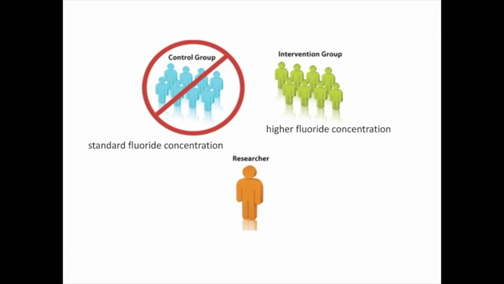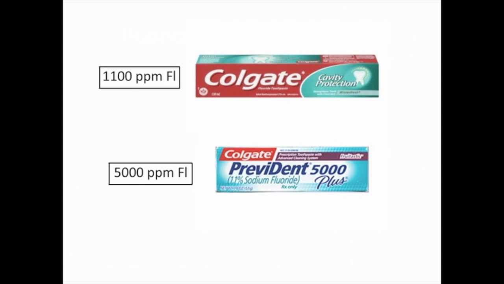A true experimental design includes a control group against which to compare results of the intervention. The researcher decides to examine two groups: patients who receive a higher concentration of fluoride and those who receive the standard concentration. Colgate Winterfresh Gel is a toothpaste with 1100 parts per million fluoride. It is sold over the counter and will serve as the control. Colgate also makes Prevident, a prescription toothpaste with 5,000 parts per million fluoride. This will serve as the experimental condition.